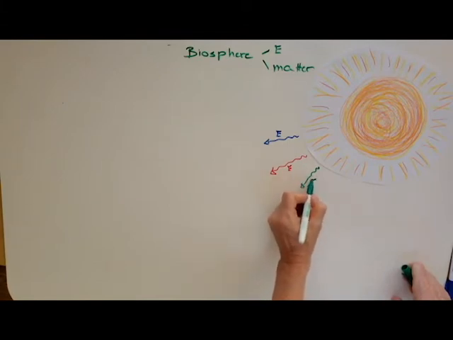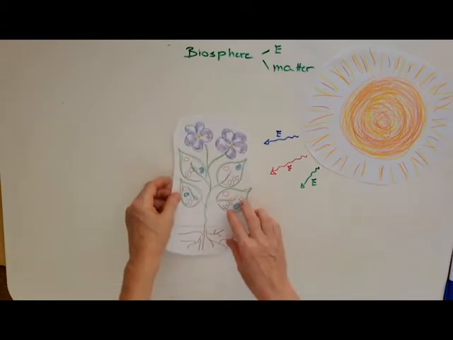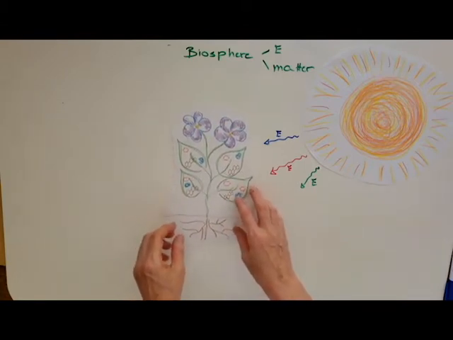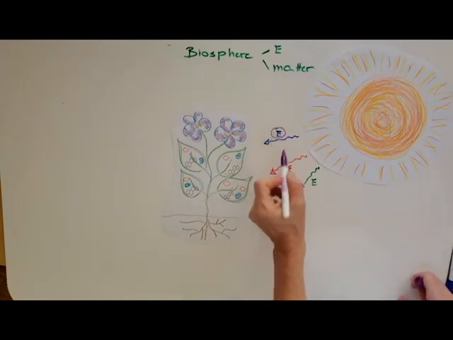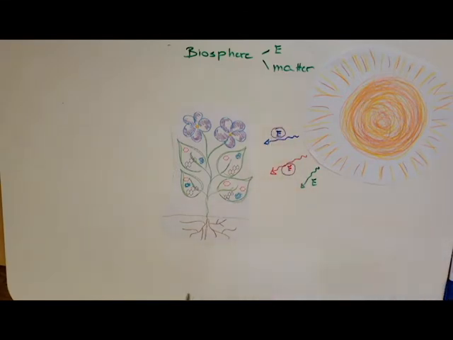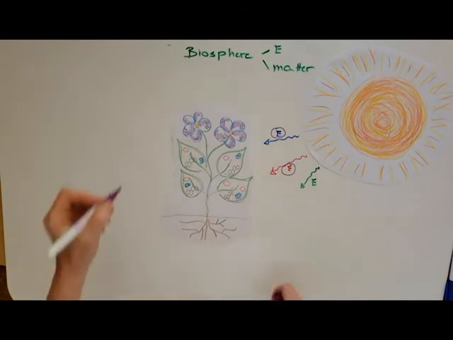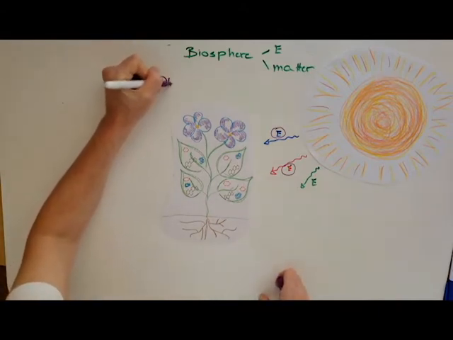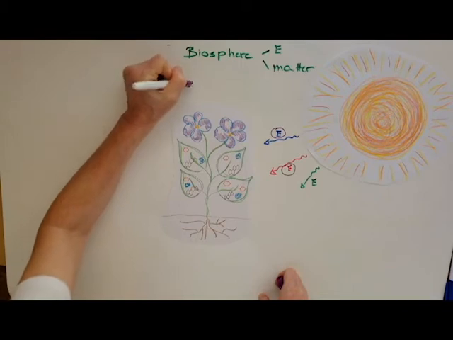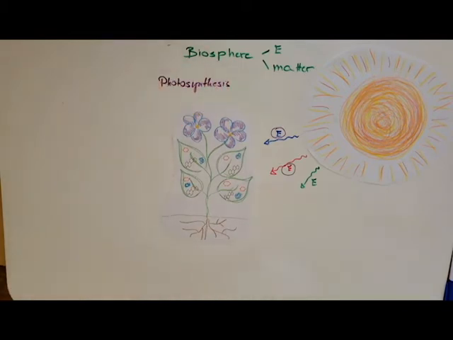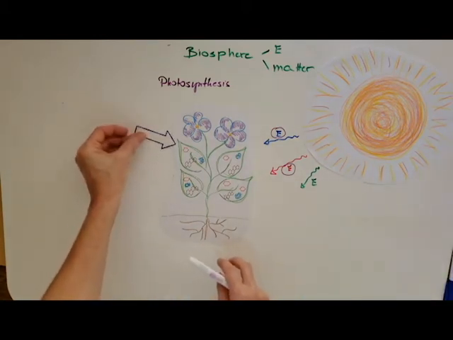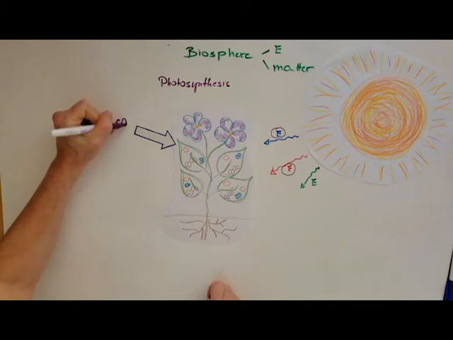Okay, now I just drew a blue light and a red light and a green light, but also the different wavelengths are coming too. Here is the plant, the producer, and it's going to use the blue and the red light through the process of photosynthesis. I just drew a plant, but also algae and cyanobacteria are doing the same.